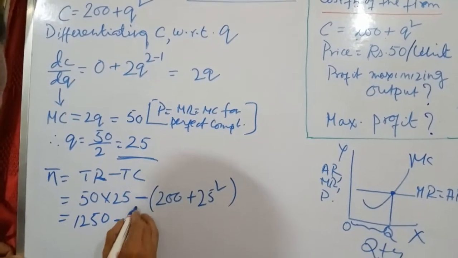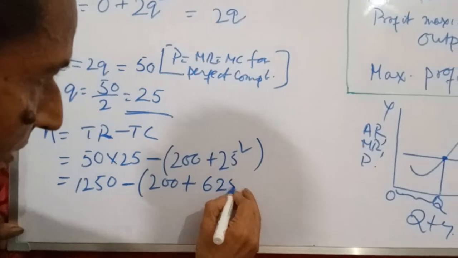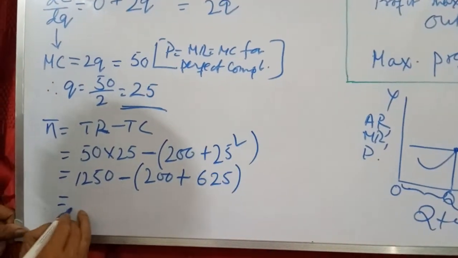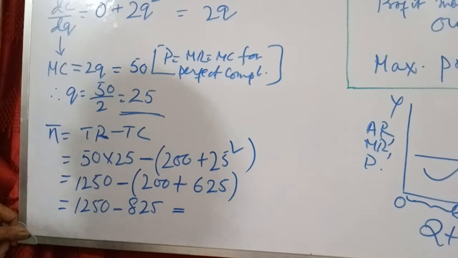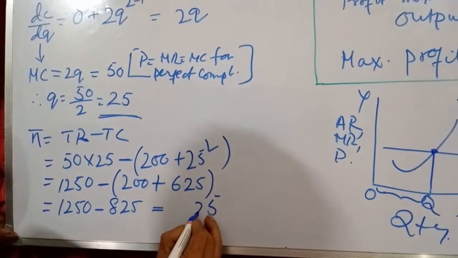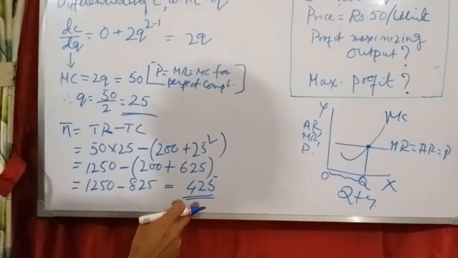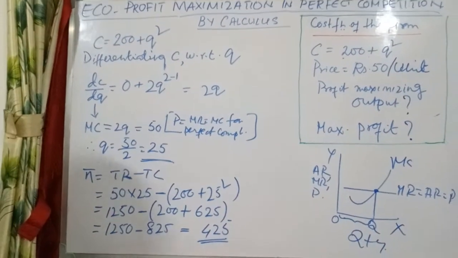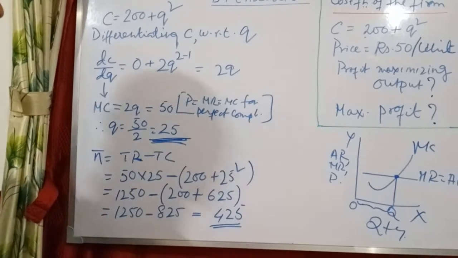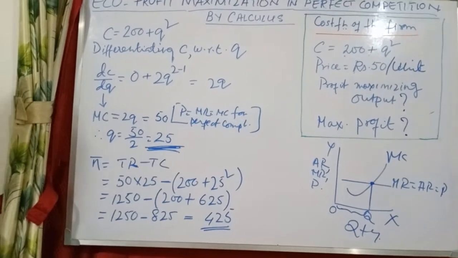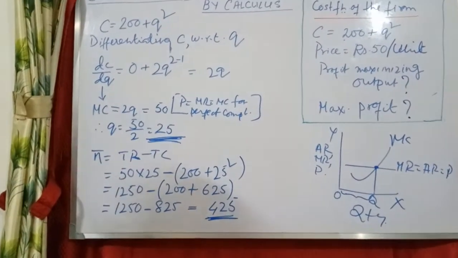1250 minus 200 plus 25 square, which means 625. This is equal to 1250 minus 825 equals 425. This is the maximum profit of the firm operating in a perfectly competitive market. So Q is the profit maximizing output. At 25 units, the firm will maximize its profit, and the amount of maximum profit is 425. Correct?